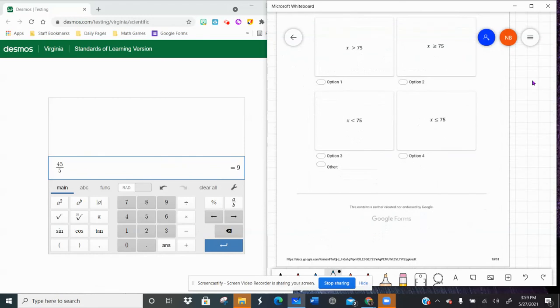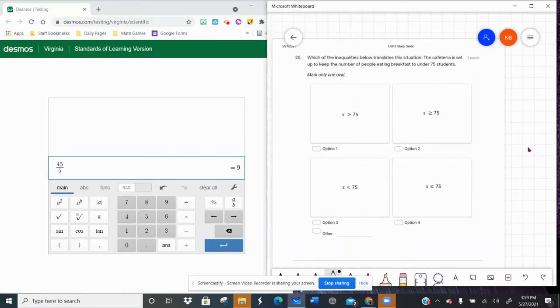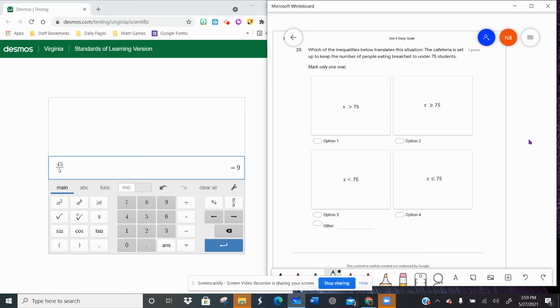All right, I think this is our last one. It is, yay. Which of the following inequalities below translates the situation? The cafeteria is set up to keep the number of people eating breakfast to under 75 students. So the number of people eating breakfast, X, has to be less than 75 students. It says under 75, so we're not going to include 75 in our solution set. We want to be under 75, so we can't be 75. So we do not add the or equal to line.